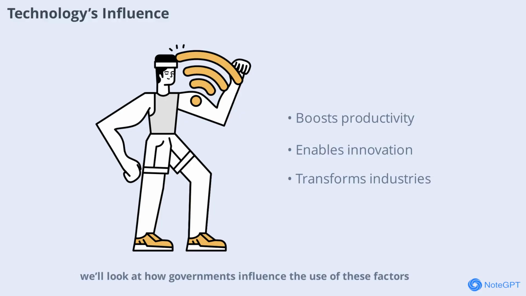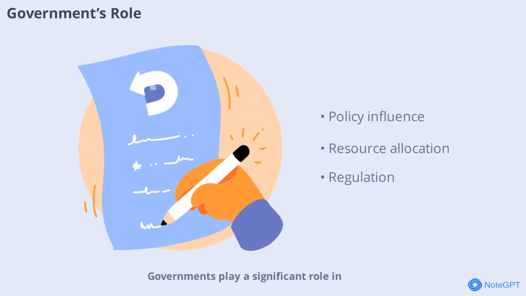Next, we'll look at how governments influence the use of these factors. Governments play a significant role in shaping how factors of production are used. Through policies, regulations, and incentives, they can encourage investment in certain industries or protect natural resources. For example, subsidies for renewable energy can shift capital and labor toward green technologies. Regulations can also ensure fair wages and safe working conditions for labor.